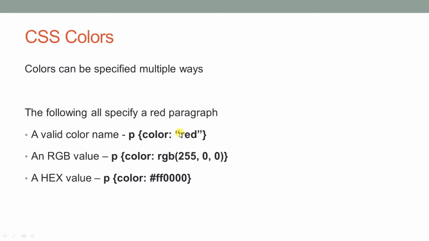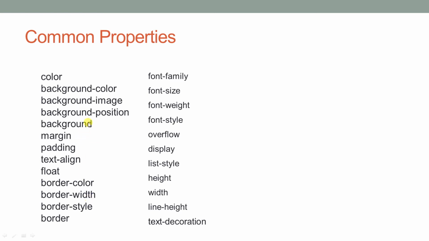Now we have CSS colors. We can use three types of colors: we can include the color name, the RGB value, or the hexadecimal value. And now these are some of the common properties which we will be using in our CSS practical. That's enough with the theory part. Now let's directly jump into our practical part.